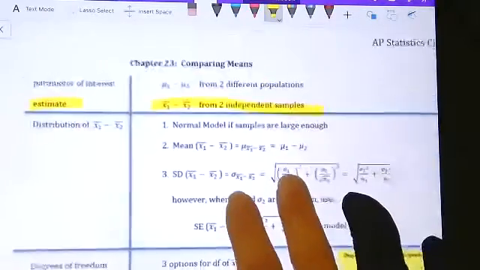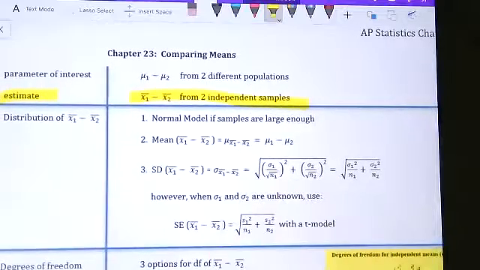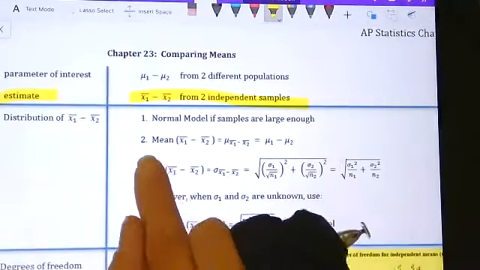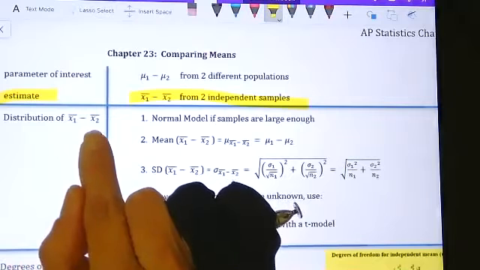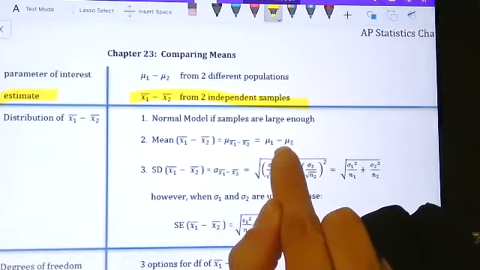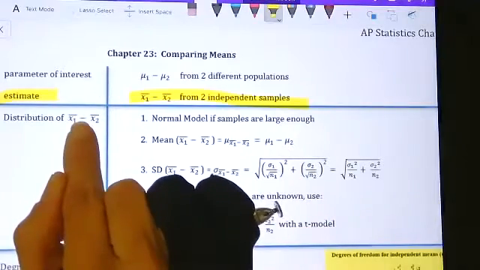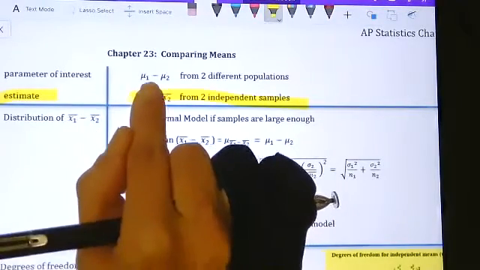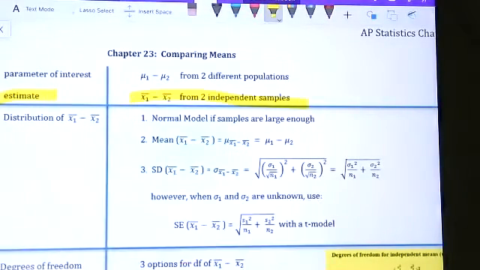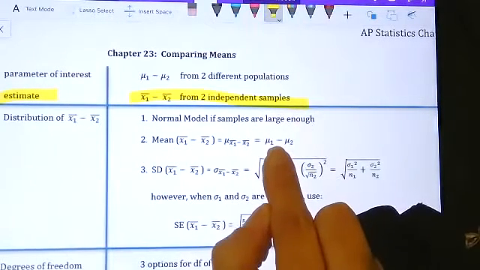And the distribution of X bar 1 minus X bar 2, the sampling distribution, okay? Big surprise, it will be a normal model if your samples are large enough. And the mean of X bar 1 minus X bar 2 will be mu1 minus mu2. In other words, if you have random samples, this will be an unbiased estimate of mu1 minus mu2. So it'll be an unbiased way to estimate what we're trying to estimate, which means that'll be the center of our distribution.